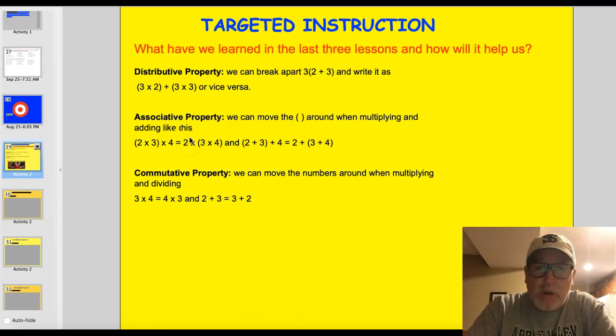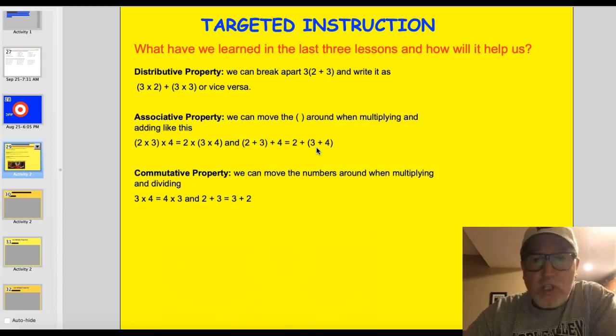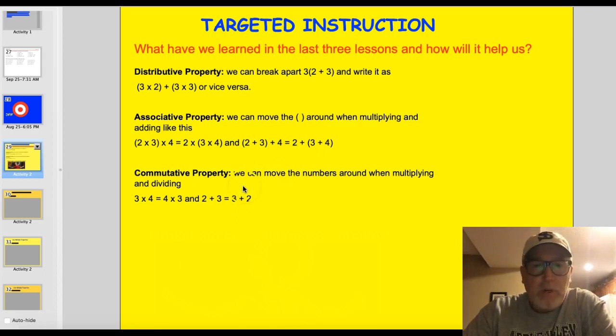The associative property. Remember what we can do with that? We can move the brackets around when multiplying or adding like this. (2 times 3) times 4 equals 2 times (3 times 4). Look at 2, 3, 4, 2, 3, 4. All I did was move the brackets. Here I did 2 times 3 first. Here I'm going to do 3 times 4 first. I did the same thing here with addition. So if you have a string of digits that you're multiplying or a string of digits you're adding, you can group them however you want. It just doesn't matter.